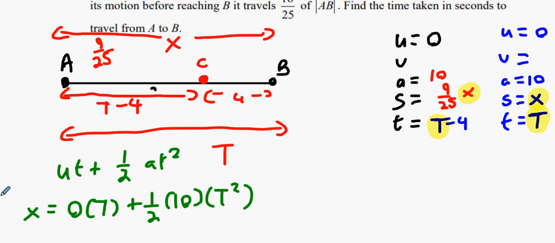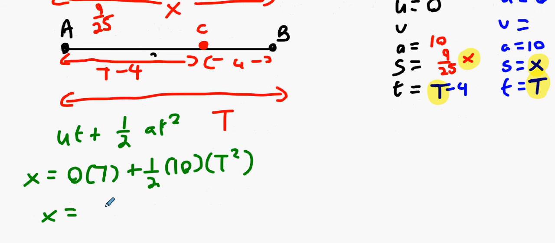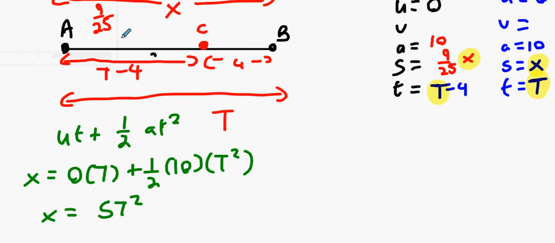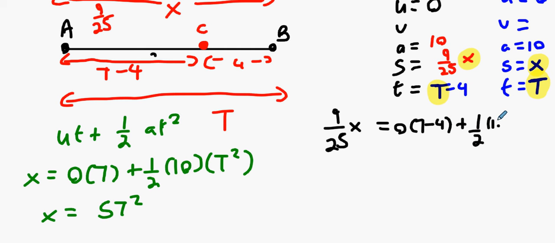And we get x equals 5t squared, right? We're going to go for AC now, which is 9/25 of x. And when we do that, we're going to get, once again, ut, which is going to be 0 times (t minus 4), plus a half a, so a half 10 times (t minus 4) squared. Alright, so 9/25 x.